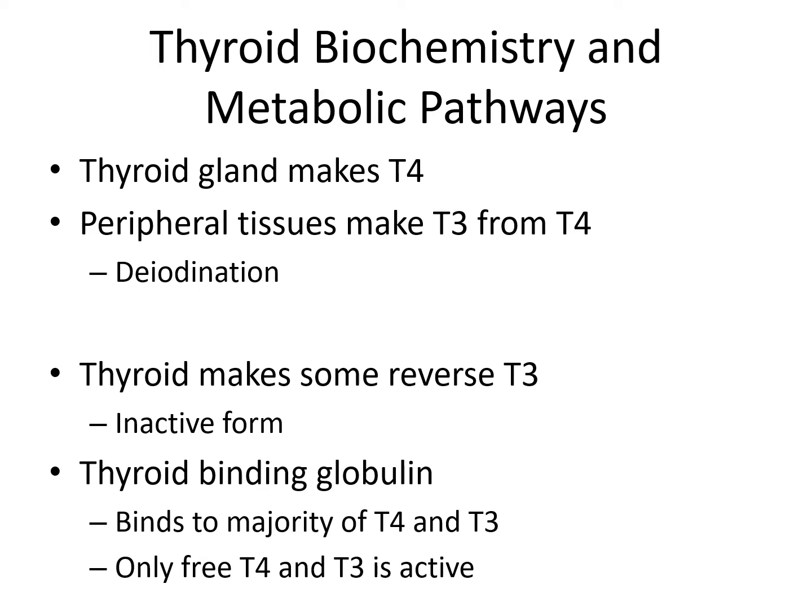Monoiodotyrosine, MIT, has one iodine, and DIT, or diiodotyrosine, has two iodine molecules. So in short, if we combine these two, 1 plus 2, monoiodotyrosine plus diiodotyrosine will form triiodothyronine, which is T3. Right, so what about T4? T4 is formed when two molecules of diiodotyrosine are combined, forming T4 or thyroxine.